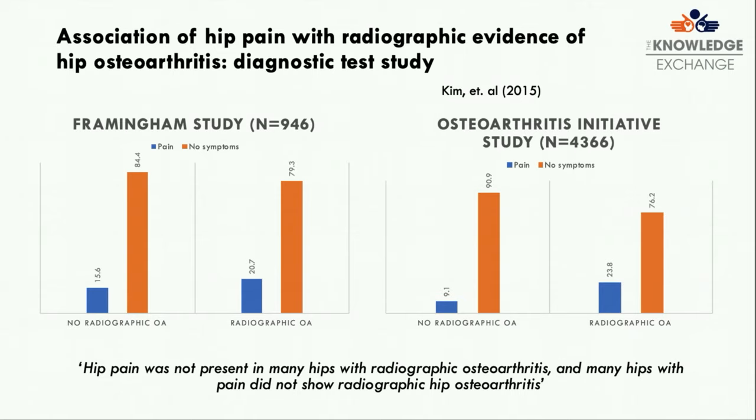Furthermore, the second study, the Osteoarthritis Initiative study, looked at over 4,000 hips, finding that 9.1% of hips in patients with frequent pain showed no radiographic hip osteoarthritis, and 23.8% of hips with radiographic hip osteoarthritis were frequently painful. Interestingly here, it shows that hip pain was not present in many hips with radiographic osteoarthritis, and many hips with pain did not show radiographic hip osteoarthritis.